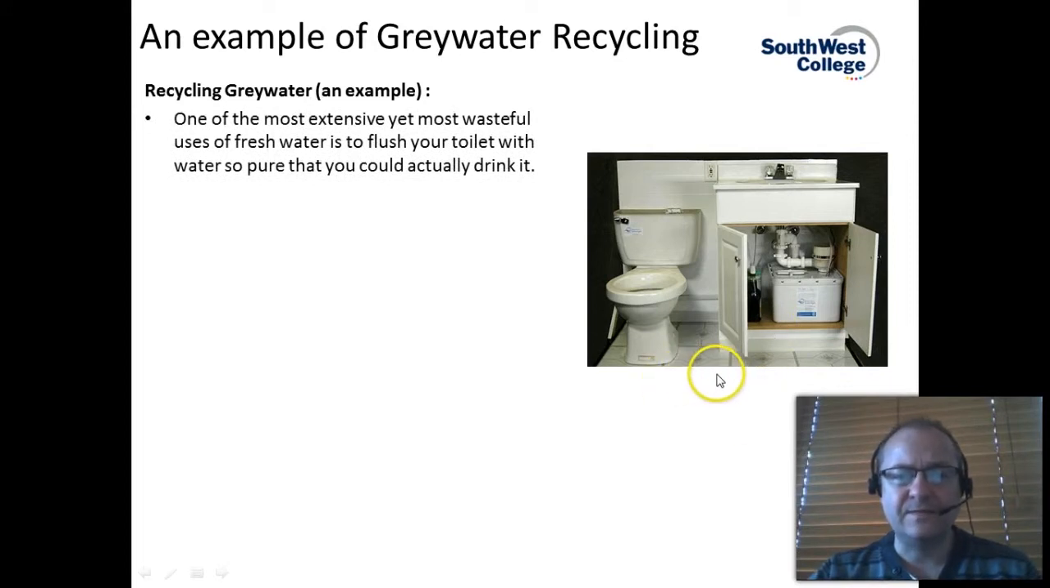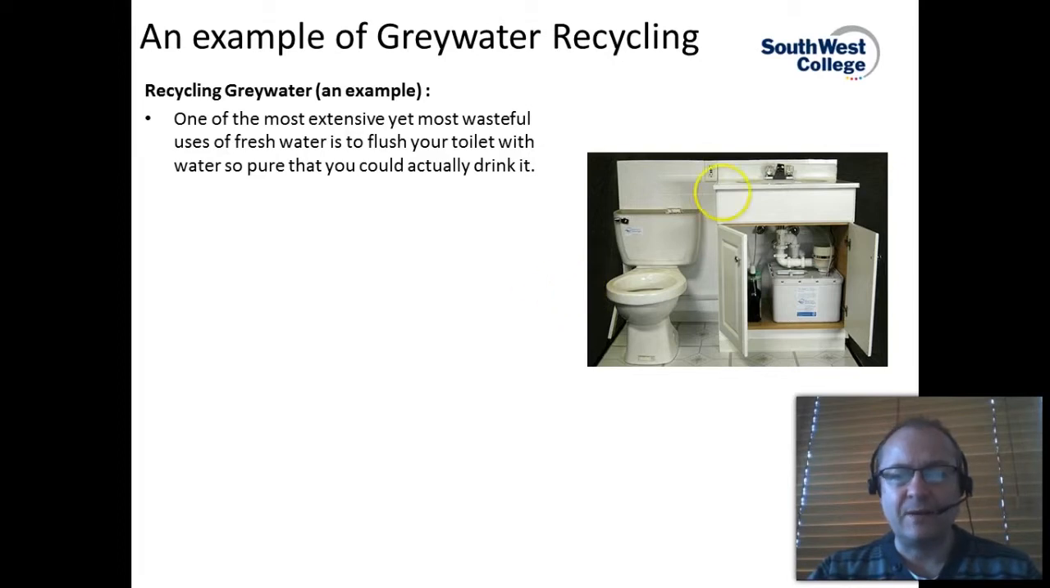So one of the most extensive yet most wasteful uses of fresh water in the home is for toilet flushing. So basically in the UK and Ireland, we flush our toilets with water that is suitable for drinking. So the water that we flush down the toilets is pure potable water, which when you think about it is quite a waste of good clean fresh water.